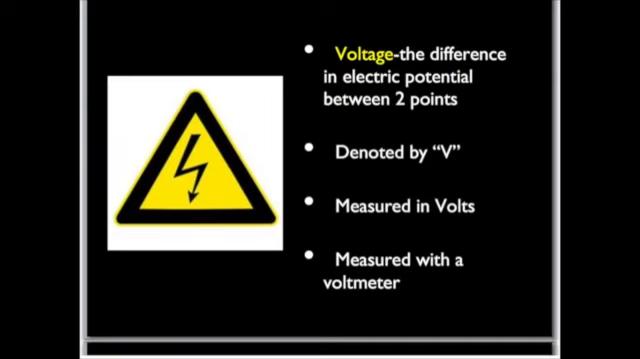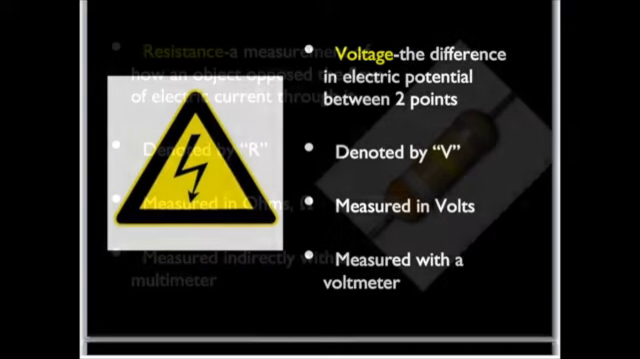The next row on the table deals with voltage. Voltage is the difference in electric potential between 2 points. We use the letter V to denote voltage. It is measured in volts, and it is measured with a voltmeter.